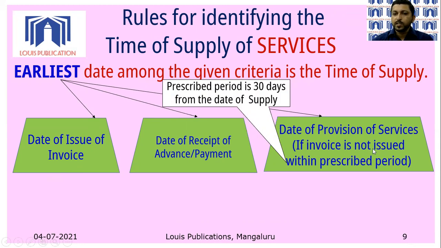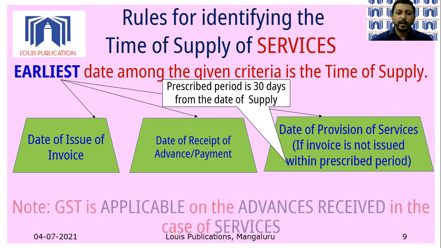But if the invoice is not issued within 30 days, say the invoice is issued after 35 days or after 40 days, at that time this third criteria will also be available for comparison in identifying the time of supply. So let's be very clear. This third criteria, date of providing services, will come only if the invoice is issued after 30 days. If it is issued within 30 days, it will not come. If the invoice is issued after 30 days of providing services, you will have this third criteria for comparison.